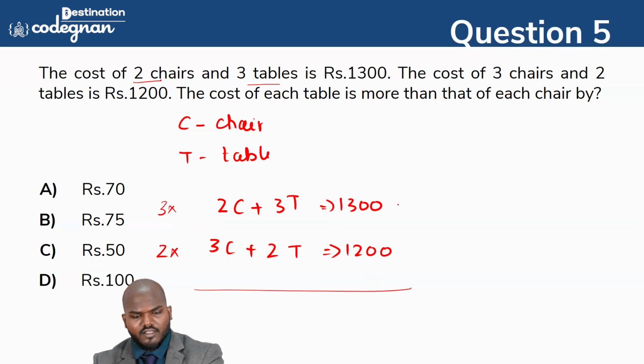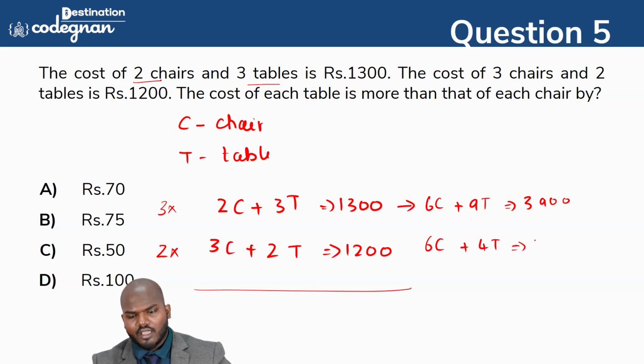If I multiply by 3 here, it will give you the value called what? 6C plus 9T is equal to 3900. We can say here that if I multiply by 2, 6C plus 4T is equal to 12 times 4, we can call it 2400.